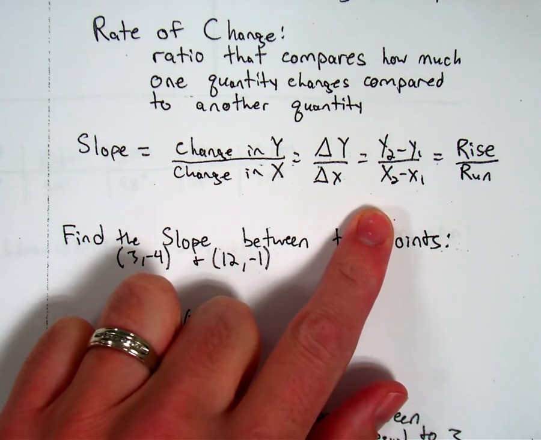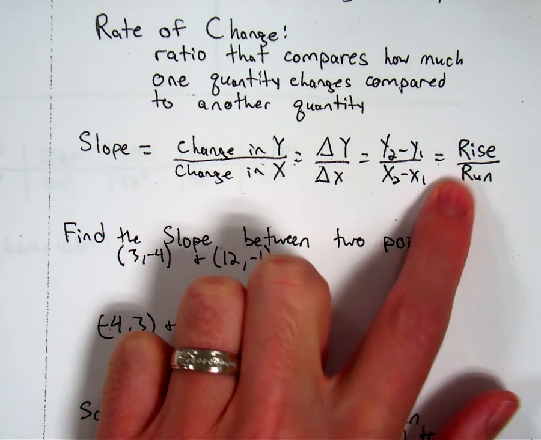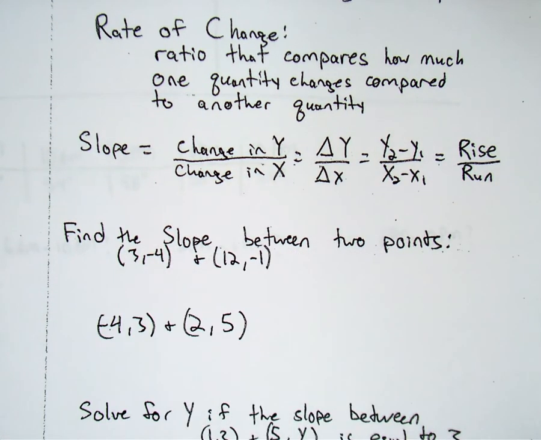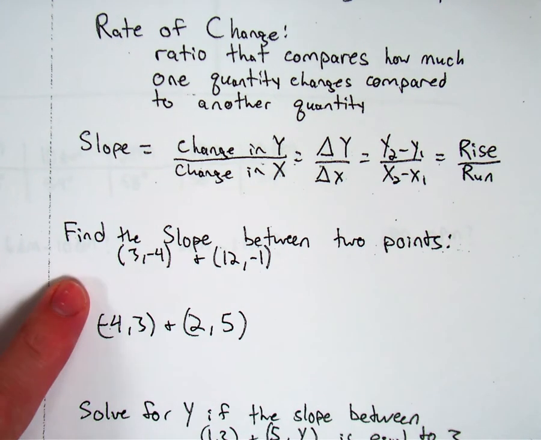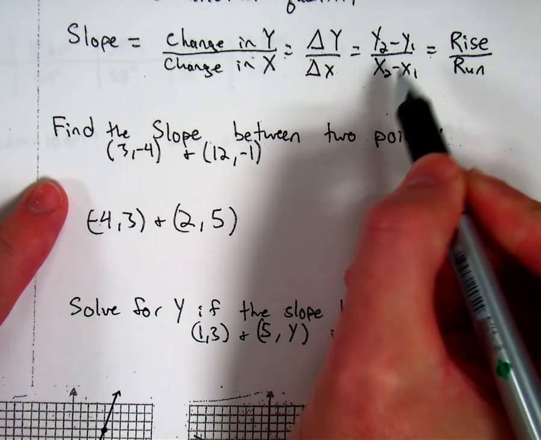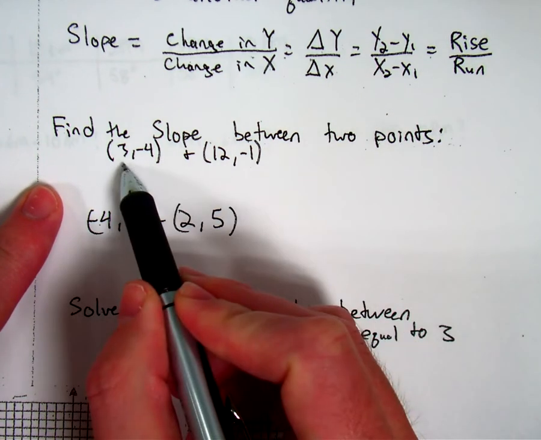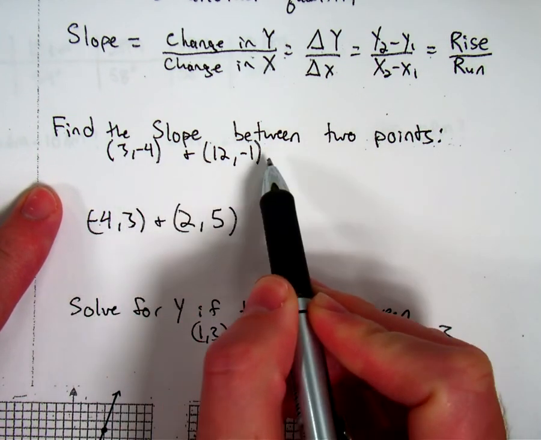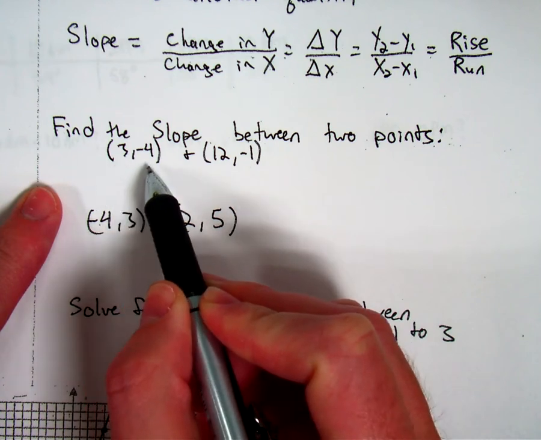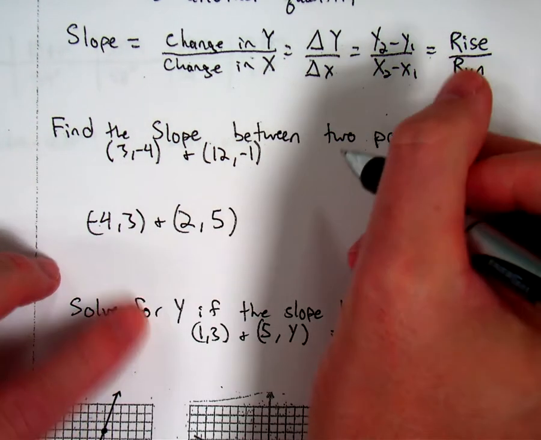Your slope formula: y2 minus y1 over x2 minus x1. Or if we're looking at it graphically, sometimes we talk about it as rise over run. So just a quick review, finding the slope between 2 points: y2 minus y1, x2 minus x1. Remember, it doesn't matter which one you label x1, y1, x2, y2. I could flip that around, x2, y2, x1, y1. Either way, it's going to be fine.